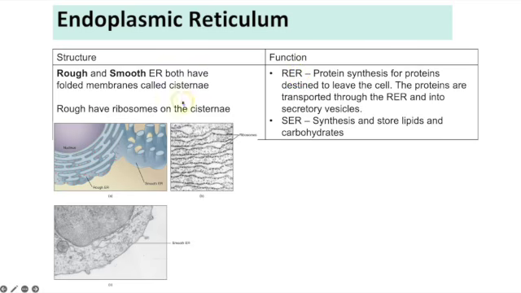The difference in function then links to the fact that the rough endoplasmic reticulum has the ribosomes, because the rough endoplasmic reticulum has the function of protein synthesis for proteins destined to leave the cell, and the proteins are transported through the rough endoplasmic reticulum and into secretory vesicles. The smooth endoplasmic reticulum is where lipids and carbohydrates are synthesized and stored.